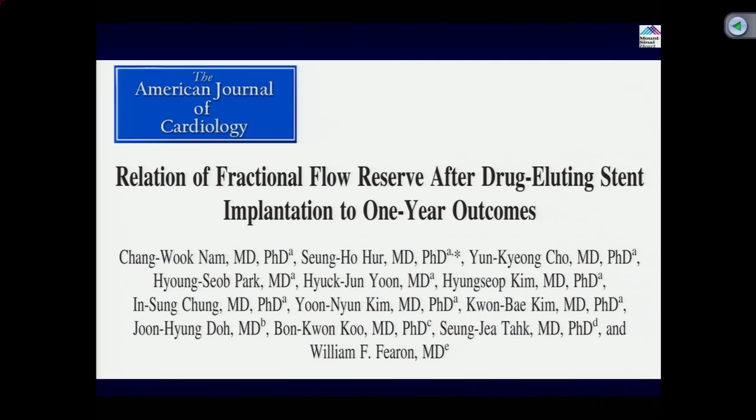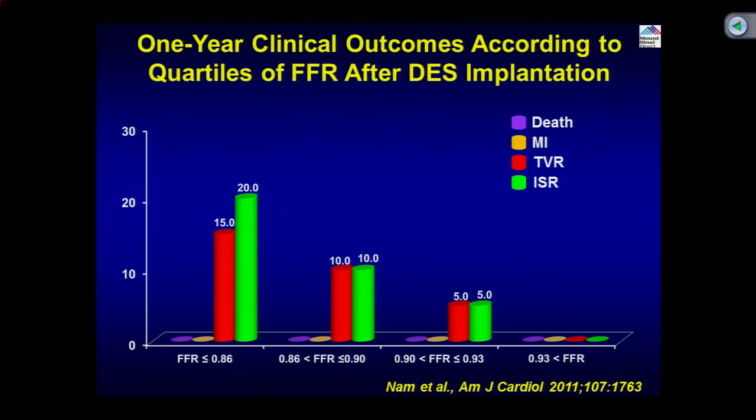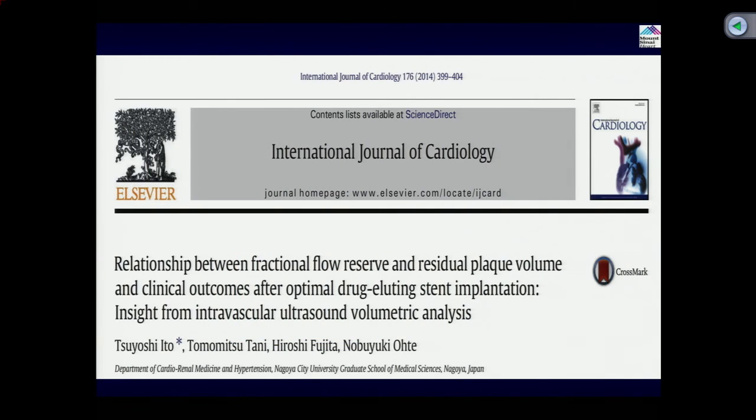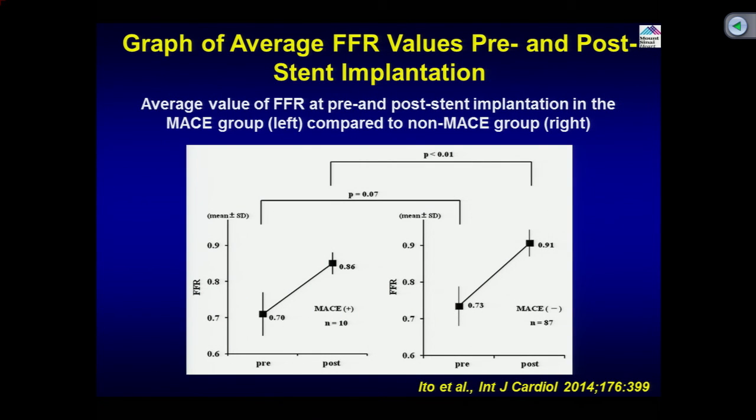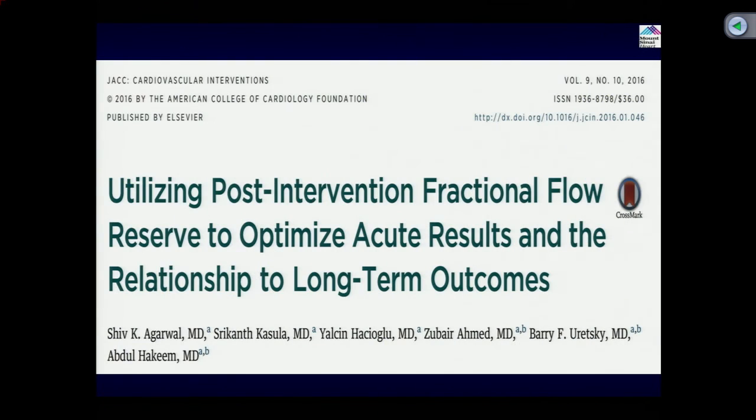This is the relation of fractional flow reserve after DES and one-year outcome. Clearly, less than 0.86 or 0.9 is associated with a higher event rate. Ideally you want to get it to 0.9. The study showed a higher event rate if it was less than 0.9, and the residual plaque volume is probably the reason. With MACE or no MACE, your FFR is clearly lower in patients who have MACE, and this is one of the important predictors.